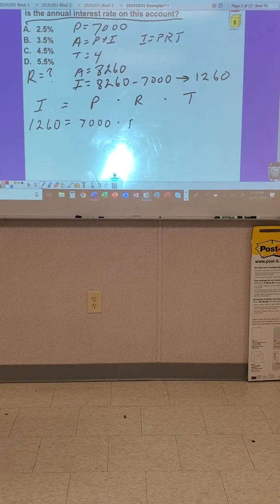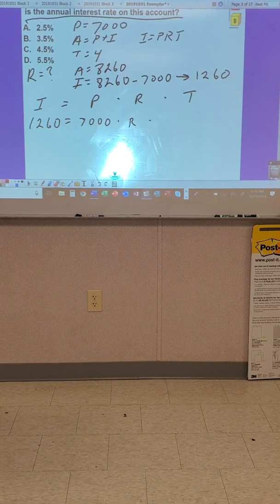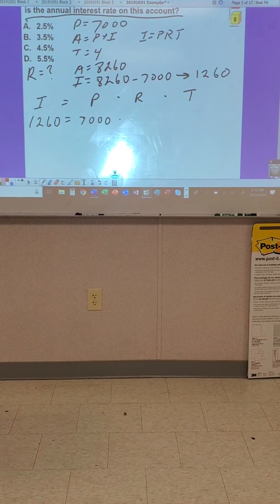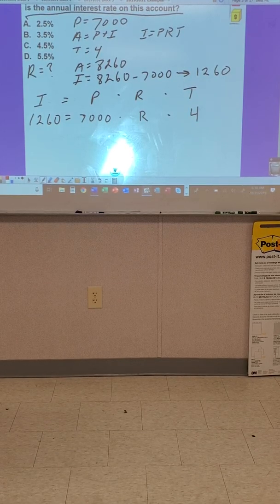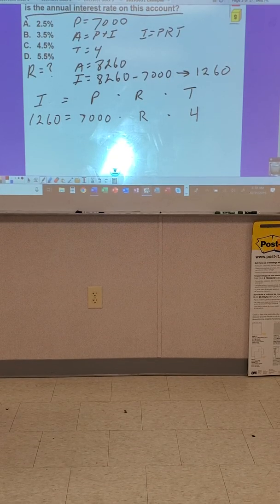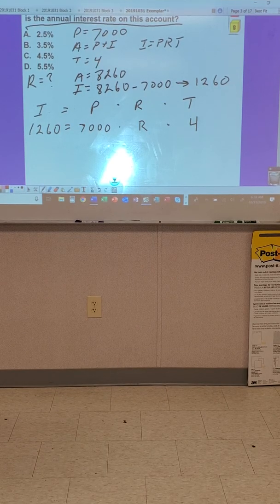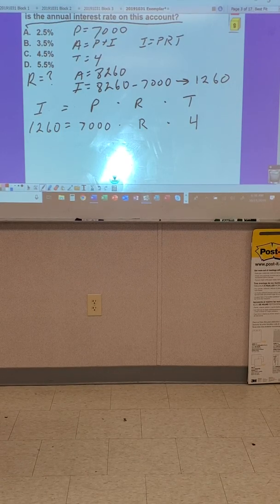Times our rate, multiplied times our time. Our time equals 4. By listing out all of the different facts that we know, and then listing our formula or our pattern, it makes it a lot easier to fill in information and then identify what we need to find. So we've got 1,260 equals 7,000 times the rate times 4.